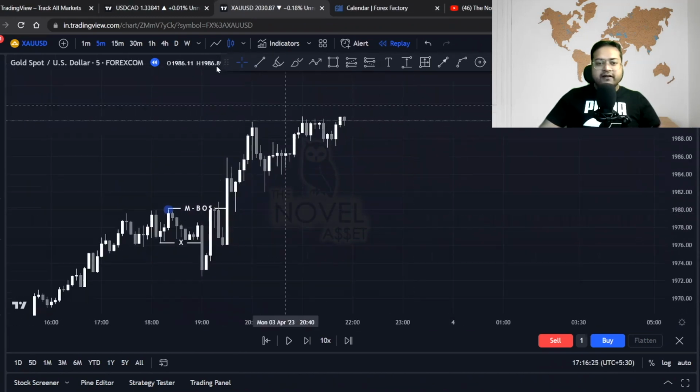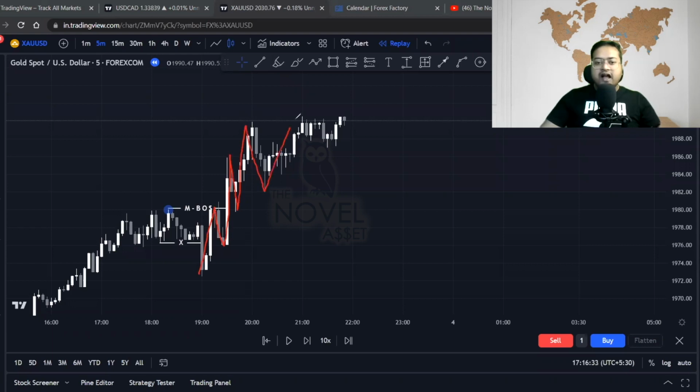Now what is happening over here? Price is continuing in swings towards the upside. Price is creating a higher high, higher low, a higher high again, a higher low again, a higher high, higher low, a higher high, and a higher low.